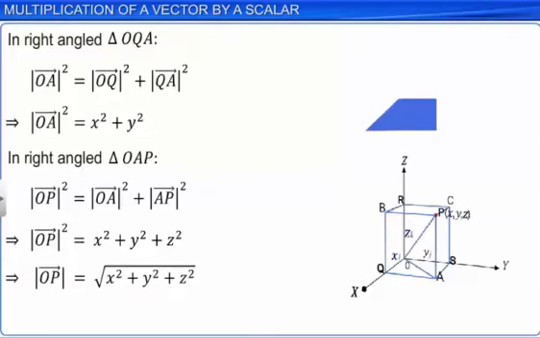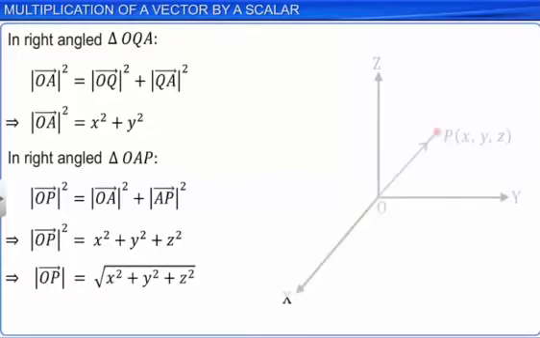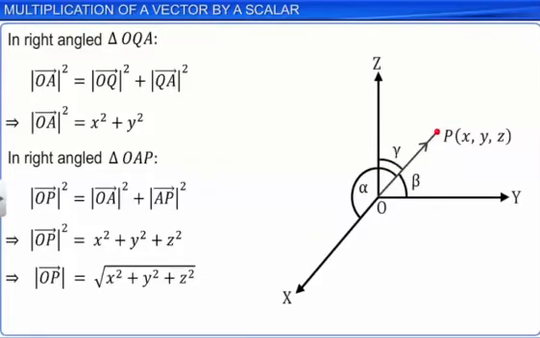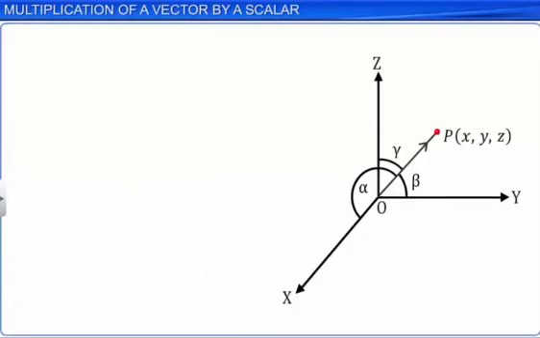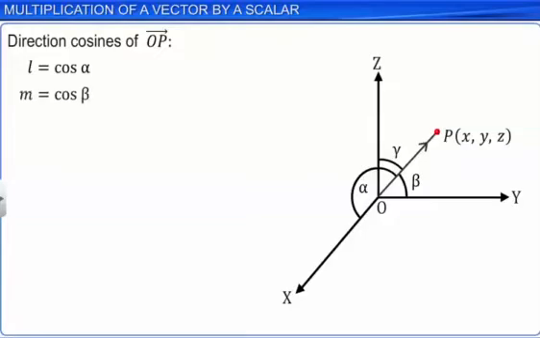Suppose vector OP makes angles alpha, beta, and gamma with the x, y, and z axis respectively. Then the direction cosines of vector OP are given by cos alpha, cos beta, and cos gamma. They are denoted by l, m, and n respectively. If the direction cosines of a given vector are known, then the unit vector in the direction of the given vector can be written as shown.